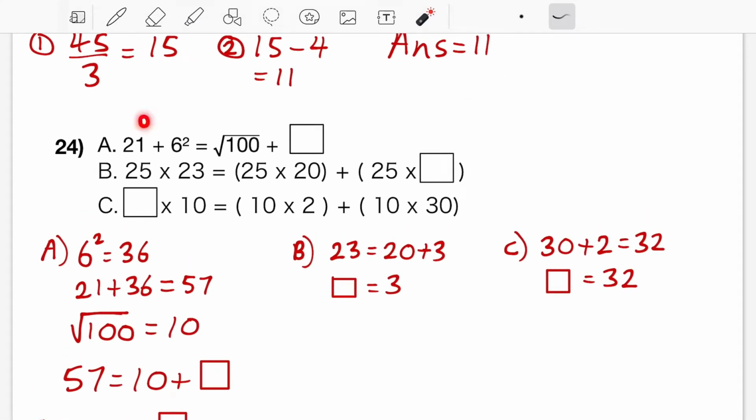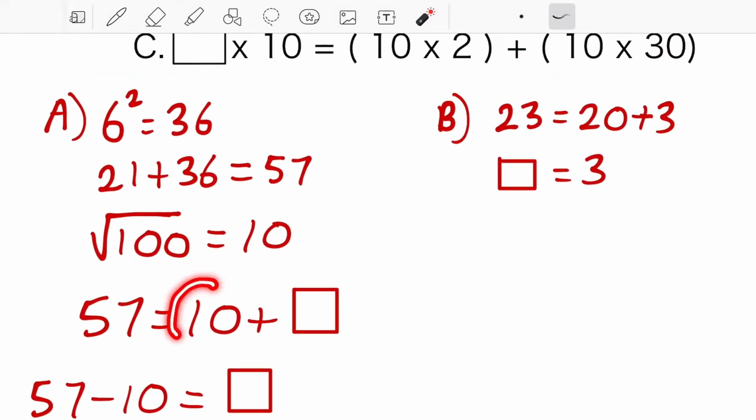24. 21 plus 6 squared is equal to this. So we want to find what is 6 squared, which we should know are squared numbers. 6 squared is 36. So 21 plus 36 is 57. The square root of 100 is 10. So this is equal to this. So 57 is equal to 10 plus some number. So we can simply subtract 10 because here we have add 10. And we get 47. We know 47 plus 10 is 57, so this is equal.